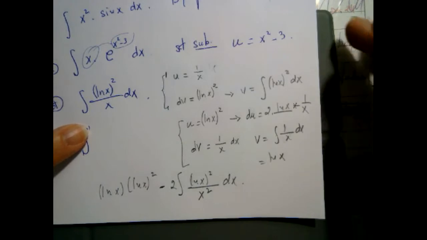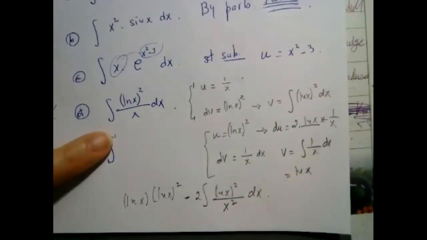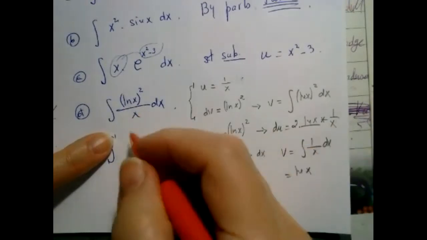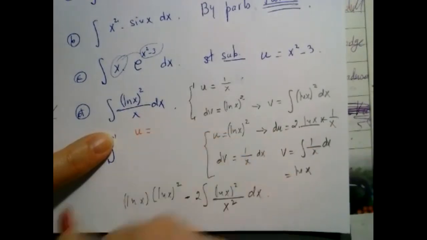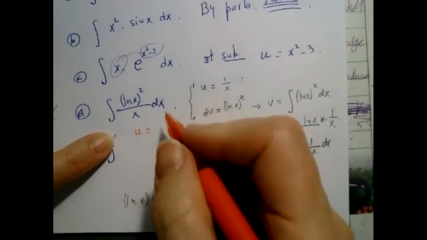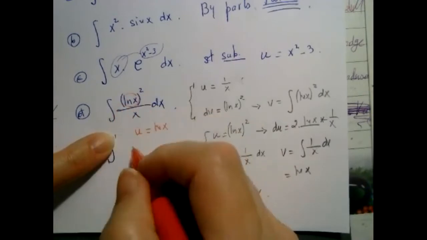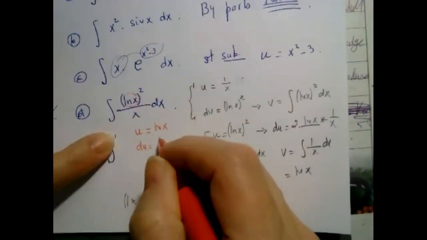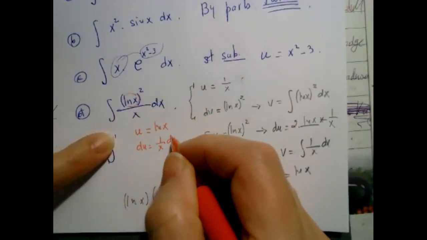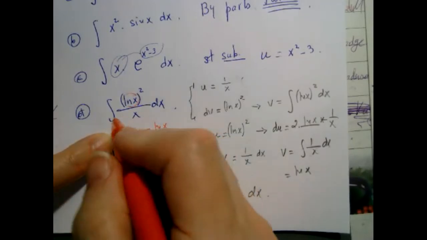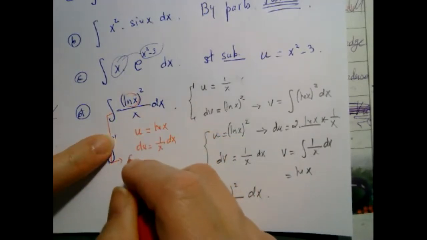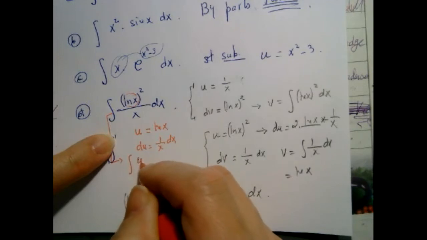Substitution. Absolutely. Why substitution? Because if you do ln of x, then your du would be 1 over x. Right. Substitution, fairly straightforward. If you put u to be ln of x, the derivative is 1 over x dx. Problem solved. U squared du.